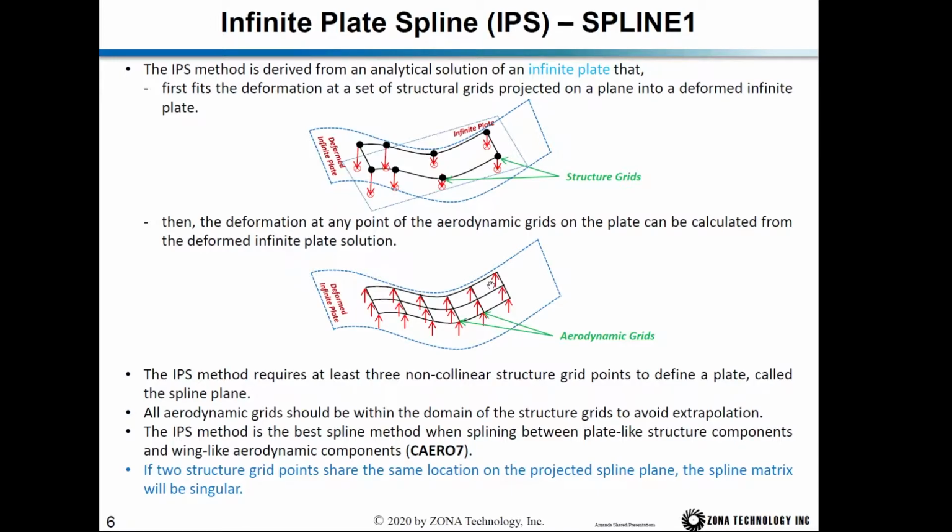So in this case, you just plug in the aerodynamic grid, and you can get the deformation at the aerodynamic grid points. And the infinite plane spline method requires a definition of a spline plane. So you have to define a spline plane. Then the infinite plane spline method will project the structural grid points on the spline plane and create an infinite plane.